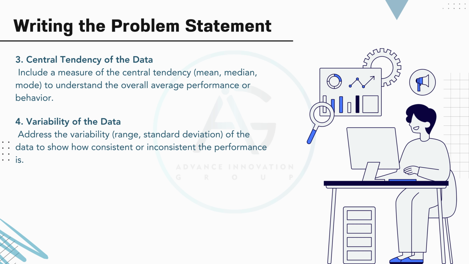4. Variability of the data. Just knowing the average isn't enough. We also need to understand how consistent or inconsistent the performance is. This is where variability comes in, measured by range or standard deviation. For instance, if the time to hire ranges from 30 to 90 days, with a high standard deviation, it means some hires take much longer than others, pointing to unpredictable recruitment processes.